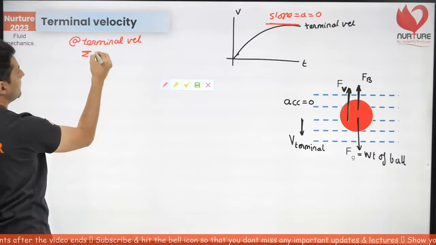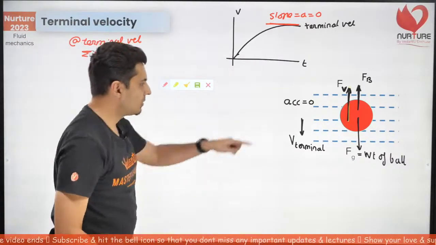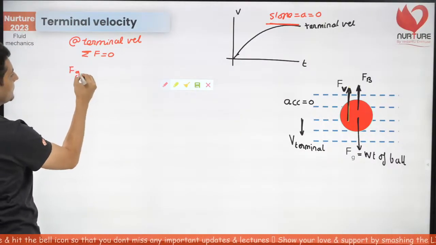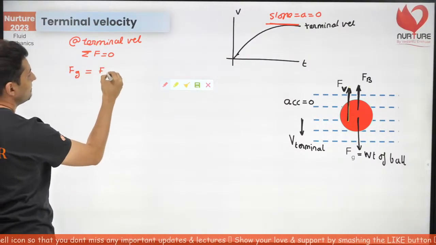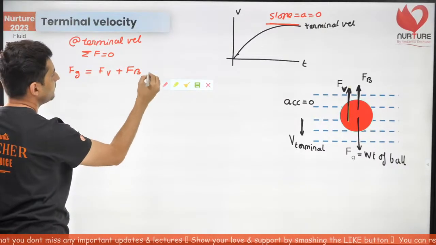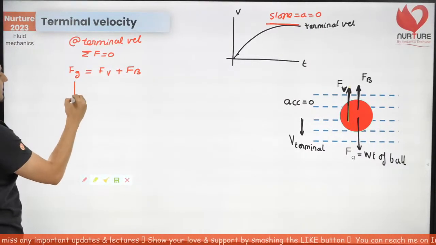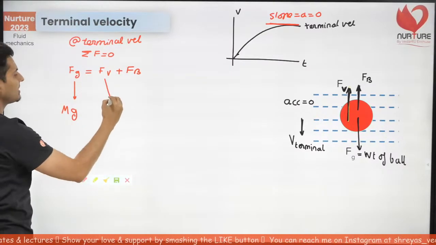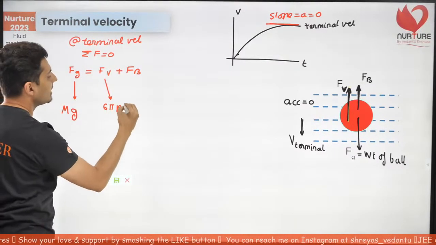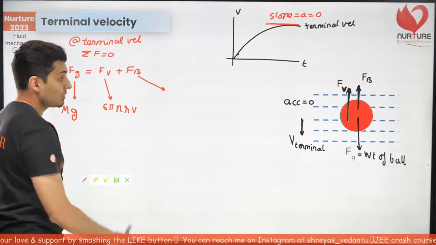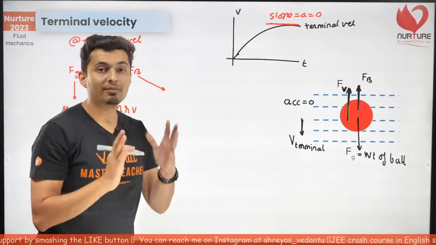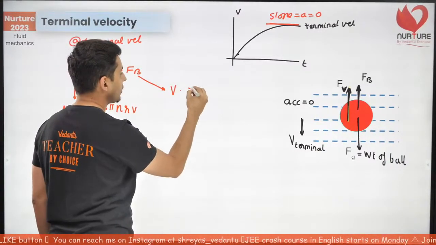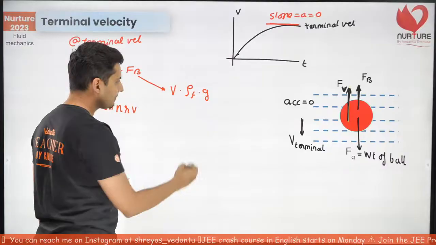I can say that the net force is 0. So downward force will be balanced by upward force. So gravitational force will be balanced by the viscous force plus the buoyant force. And what is the gravitational force? Gravitational force is nothing but mg. What is the viscous force? 6 pi eta rv. What is the buoyant force? Buoyant force is V rho g. V is the volume of the object, rho of the fluid, into g.